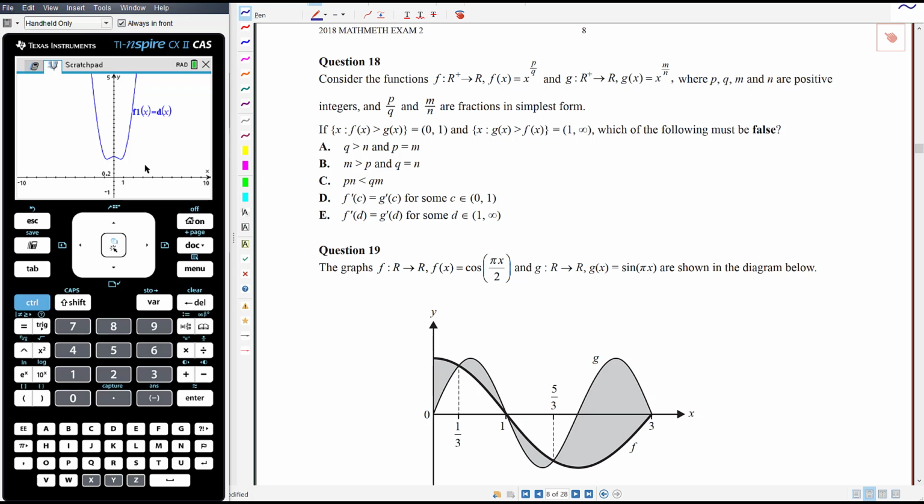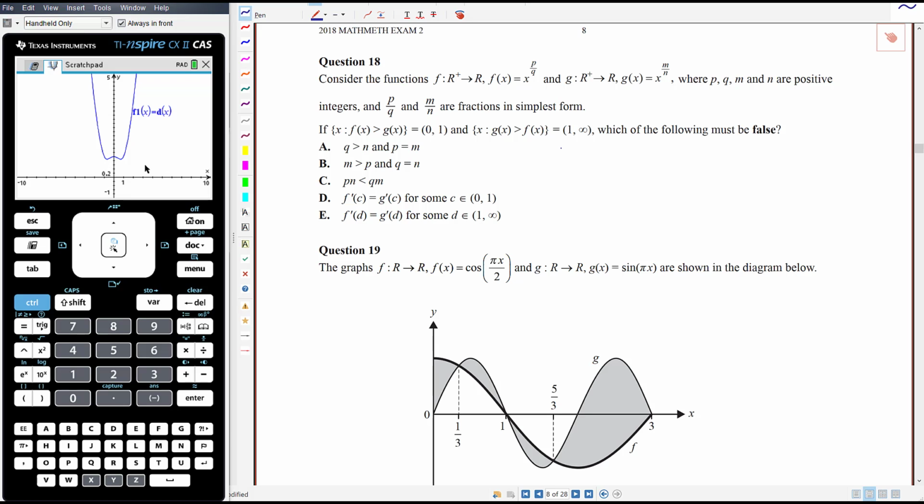Question 18. Consider the functions. We've got these two functions here, both power functions with fractional powers. P, Q, M, and N are all positive integers, and P over Q and M over N are fractions in simplest form. If the set of x values where f of x is bigger than g of x is between 0 and 1, and the set of x values where g of x is bigger than f of x is from 1 to infinity, which of the following must be false?